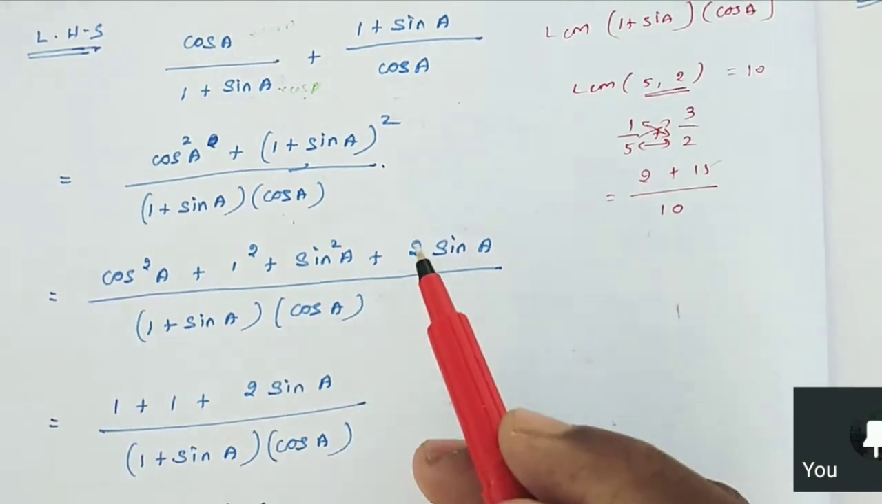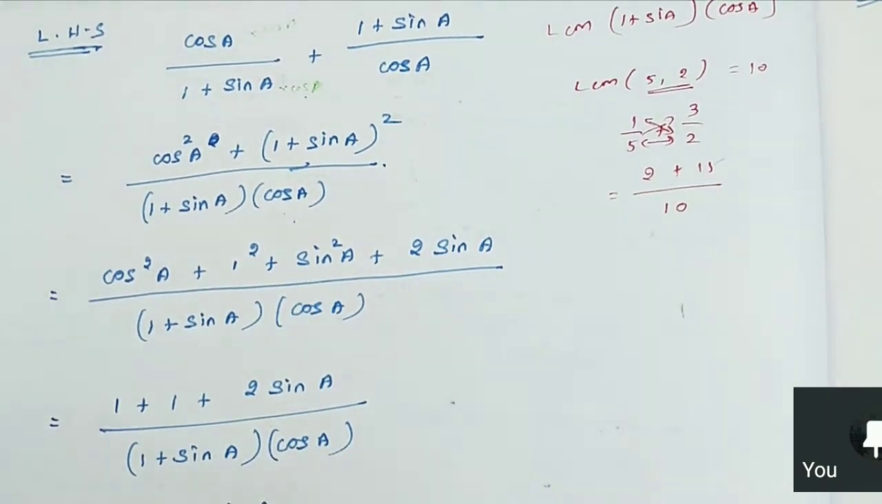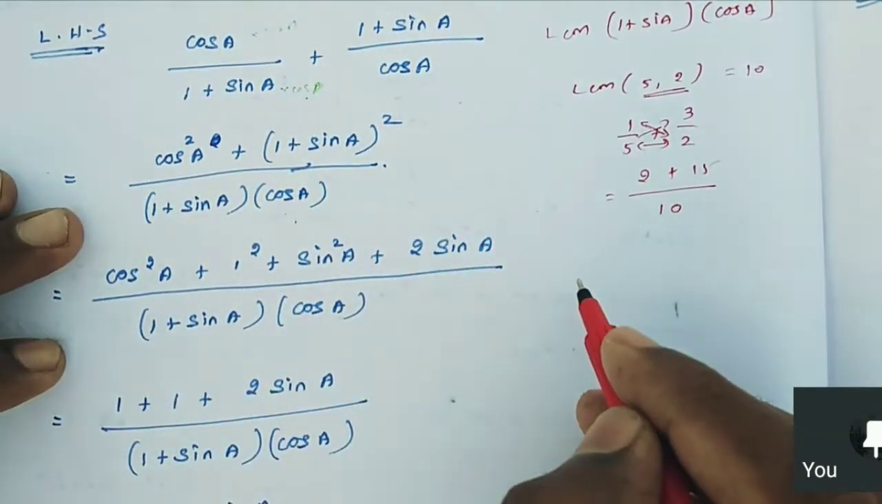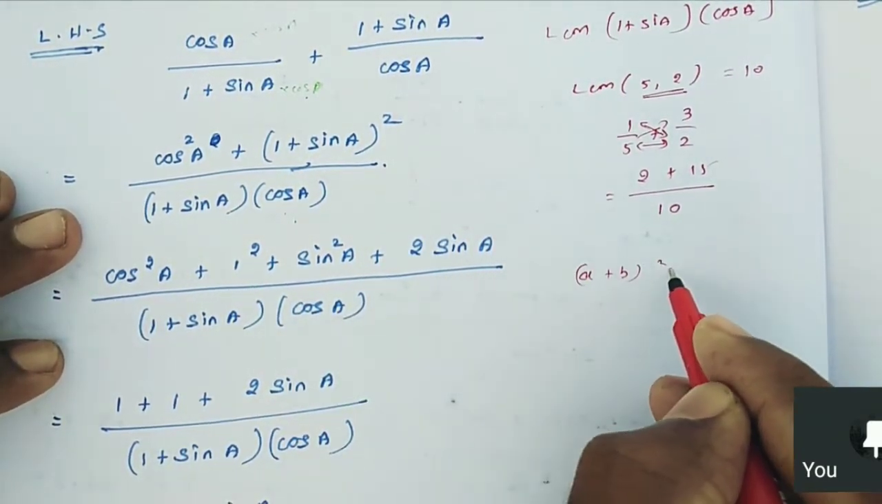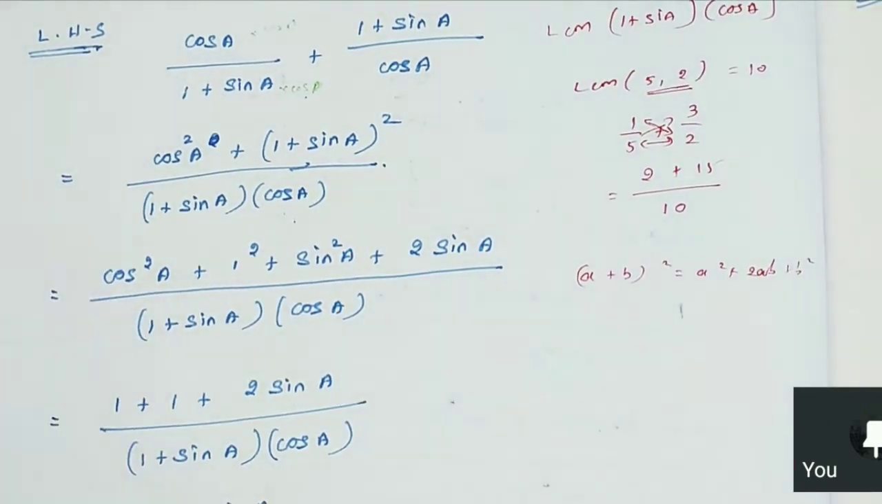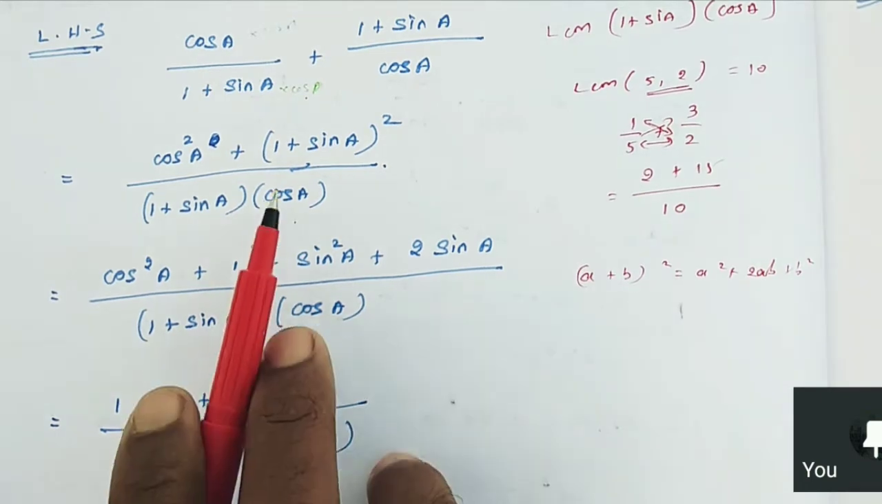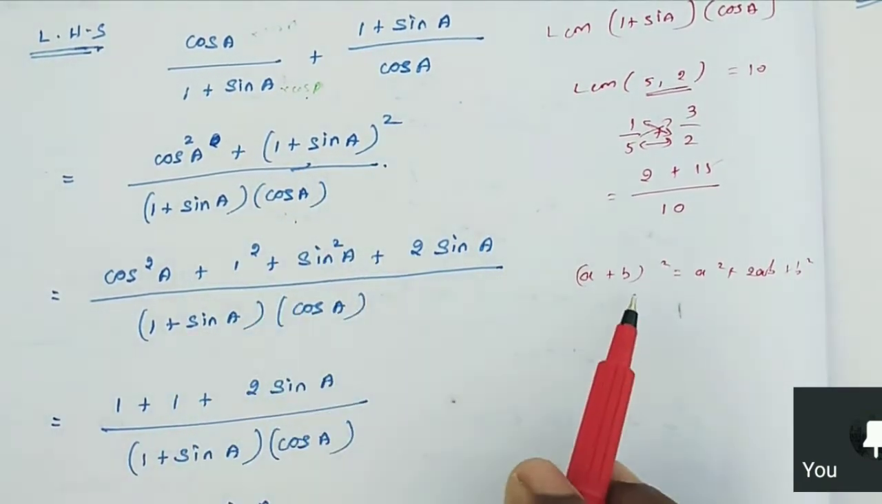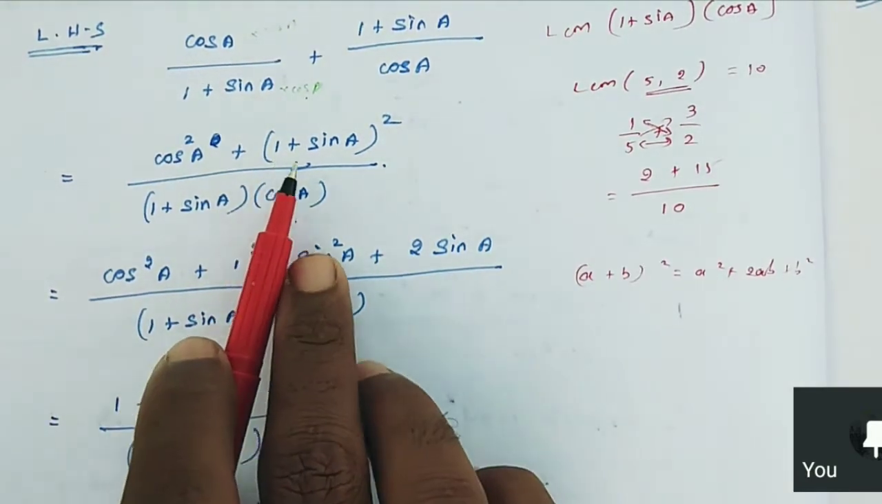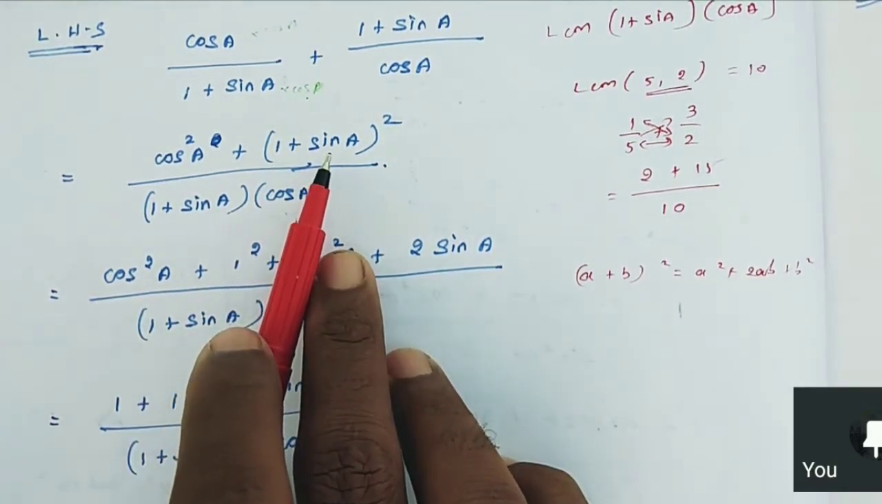Very good. Now, see here, cos squared A plus 1 plus sine squared A. Shall we expand this 1 plus sine squared A as the (a plus b) whole squared formula, a square plus 2ab plus b square? It is in the form of (a plus b) whole squared, so we can expand by the a square plus 2ab plus b square formula, right? Here a is 1, b is sine A. Are you clear?